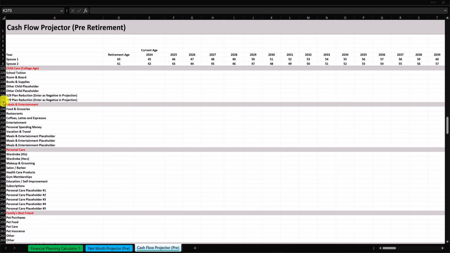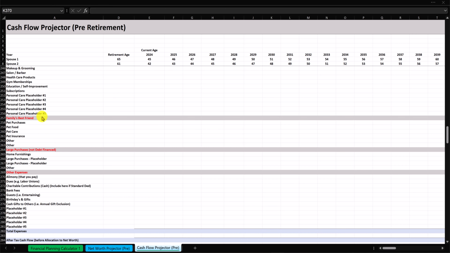Following that, we're going to budget for various kinds of food, meals, and entertainment. Then we're going to deal with personal care. Following that, we're going to deal with the costs of family's best friend, including pet purchases, pet food, and so on. We will also have a place for large purchases that go against current year income, and then finally a catch-all bucket for other expenses not appropriately categorized above. It could be alimony that you pay, dues, charitables, bank fees, guests, i.e. entertaining, birthdays, gifts to others in cash, and some other placeholders to get all the way down here to total expenses.